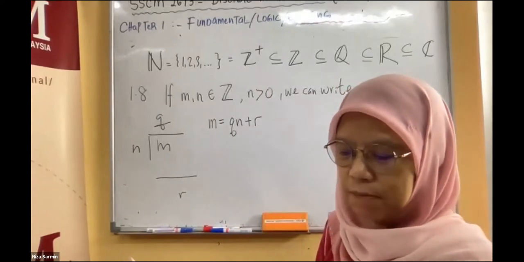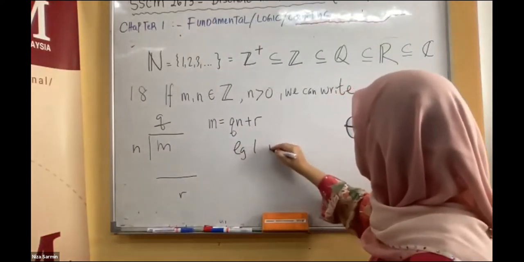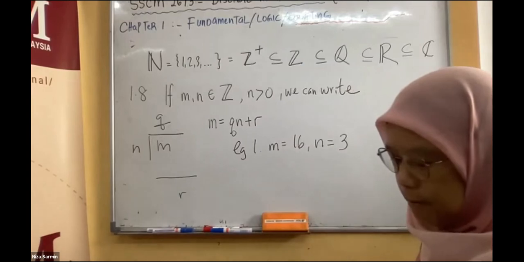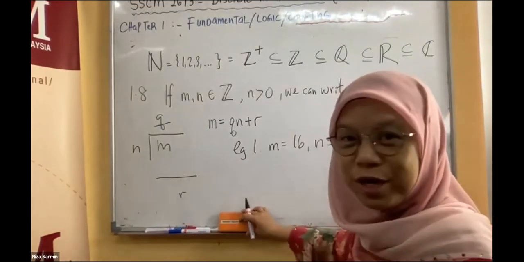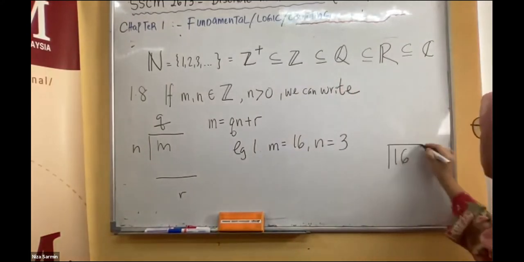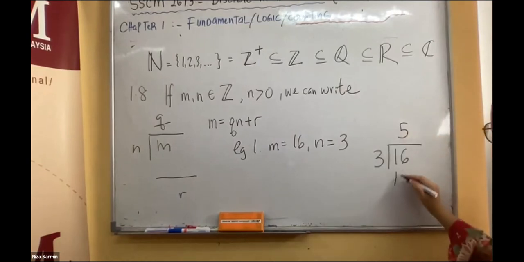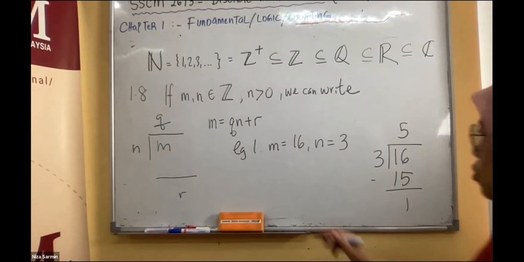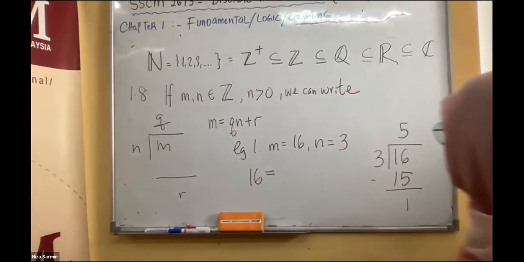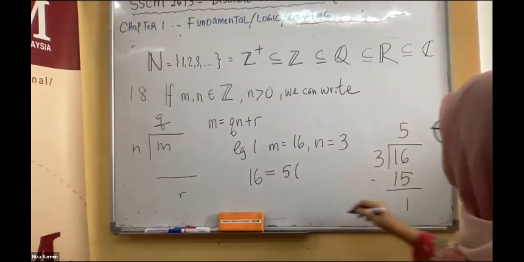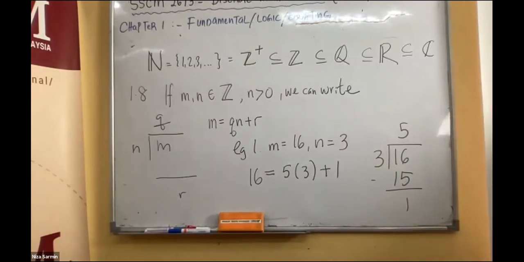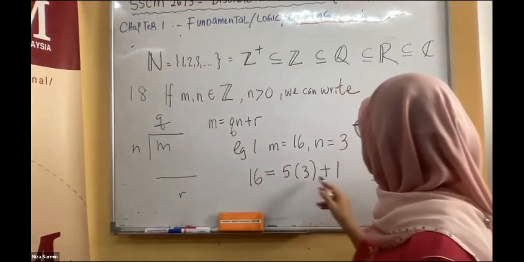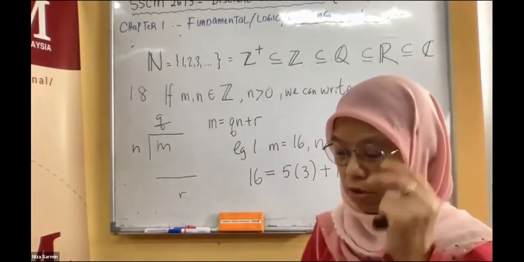All right. So the first example is M is 16, N is 3. Then what we do during school is we divide, right? 16 over 3 is 5, 15 minus, and the remainder is 1. So you will write 16 equals 5 times 3 plus 1. So the Q is 5, the R is 1. This is what we have been doing, even from a long time ago.